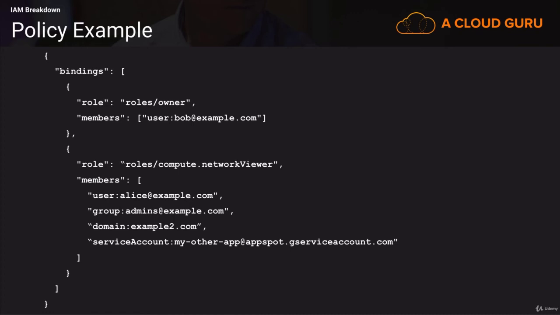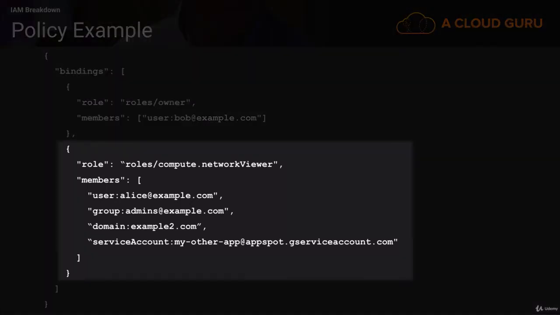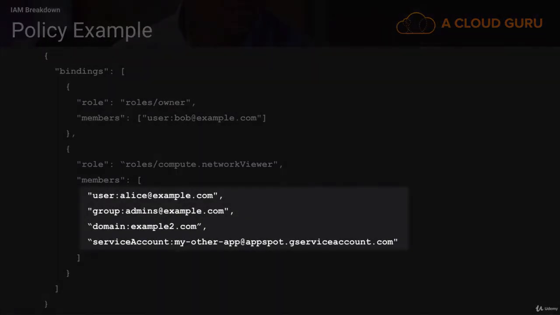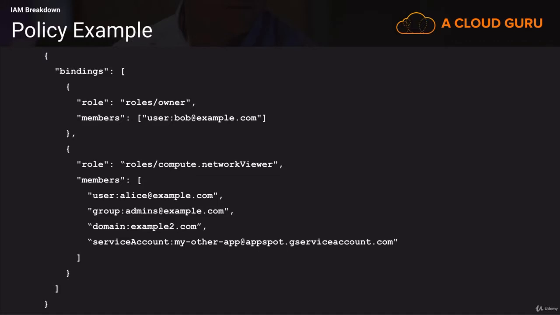So attaching this policy to a folder that contains lots of projects gives Bob a lot of power, but attaching it to one tiny little resource that doesn't have much in it, well, that would be relatively much less power. The second binding in this policy grants the Compute Network Viewer role to a bunch of different members. Alice at example.com gets access, as do the admins at example.com, and every account in the example2.com domain gets access, and this App Engine service account also gets access, regardless of which project is using that service account.